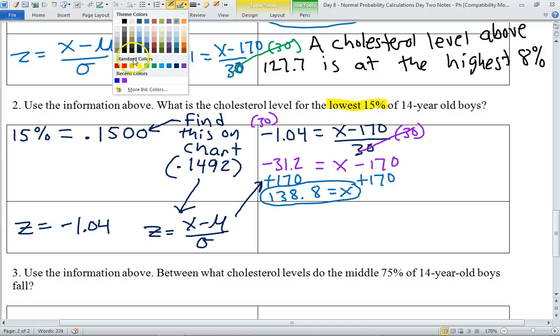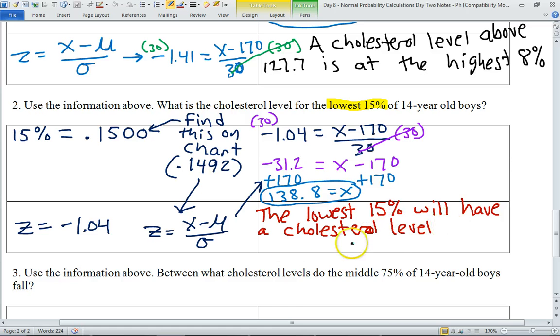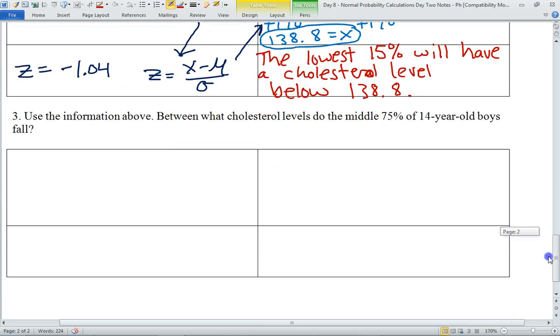I should use a different color. Okay, so the lowest 15% will have a cholesterol level below 138.8. Okay? That is how you solve these problems.